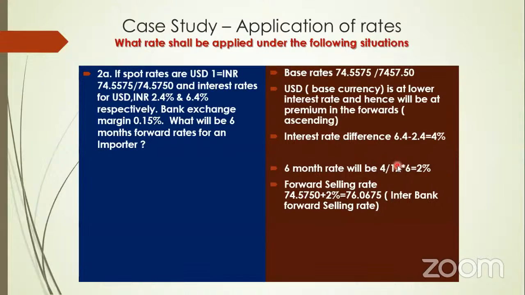One month means the 6 will go 4/12. What is 4/12? Sir, margin. Margin comes afterwards, after loading the premium or discount, only margin. Margin finally. Now you have loaded the premium, 7606, I think 65.